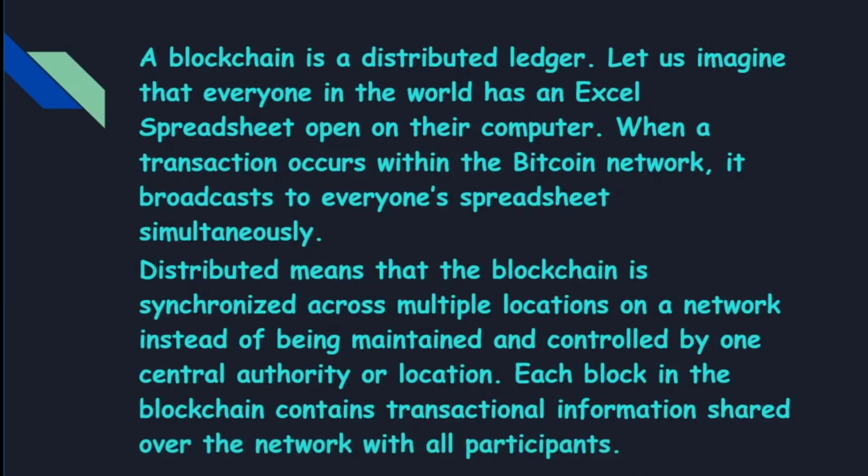A blockchain is a distributed ledger. Let us imagine that everyone in the world has an Excel spreadsheet open on their computer. When a transaction occurs within the Bitcoin network, it broadcasts to everyone's spreadsheet simultaneously. Distributed means that the blockchain is synchronized across multiple locations on a network instead of being maintained and controlled by one central authority or location. Each block in the blockchain contains transactional information shared over the network with all participants.